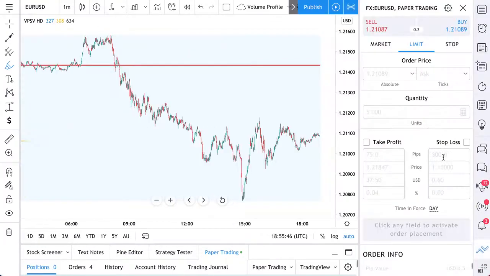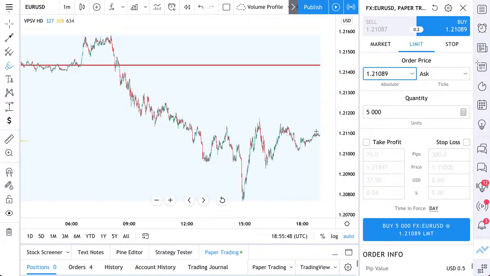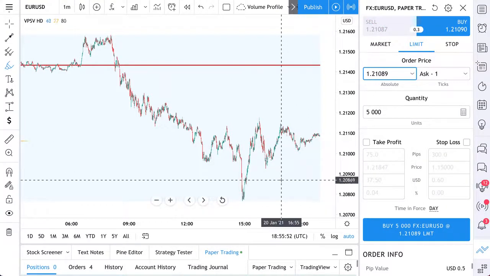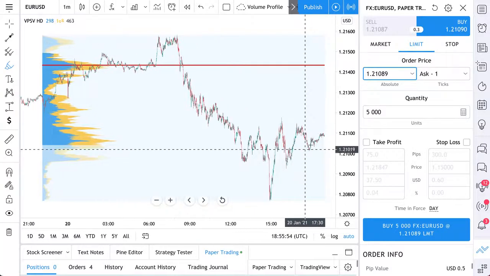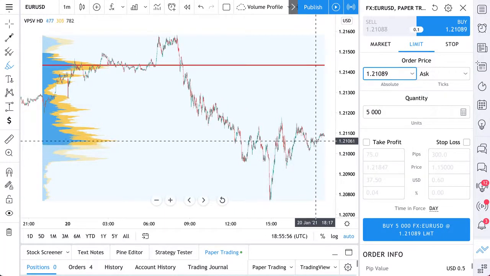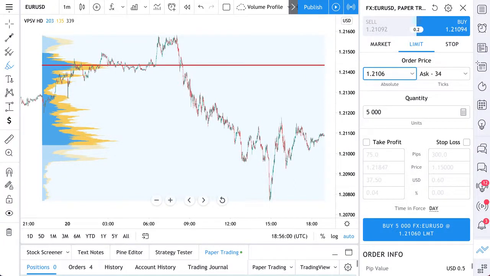So we open up our order panel, and we will go 1.210. Let's make sure we get this perfect. 1.2106. And of course, it's just paper trading, and we just want to maintain something, we don't want to take too much risk or anything of the sort.